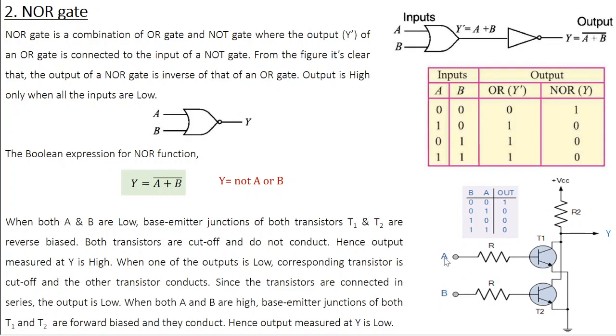Now let's see what happens when both the inputs are low. So when both are low, both the transistors are cut off, they do not conduct, so the current from VCC flows to the point Y and you have a high output. And when both inputs are high, both the transistors T1 and T2 conduct, so current flows from the positive terminal to the ground through T1 and T2. As a result, no current flows to the point Y, so the output at Y equals 0.